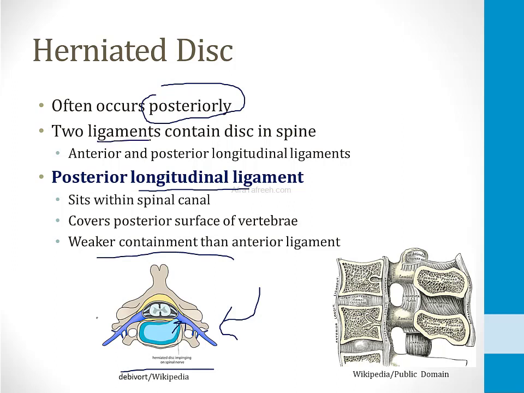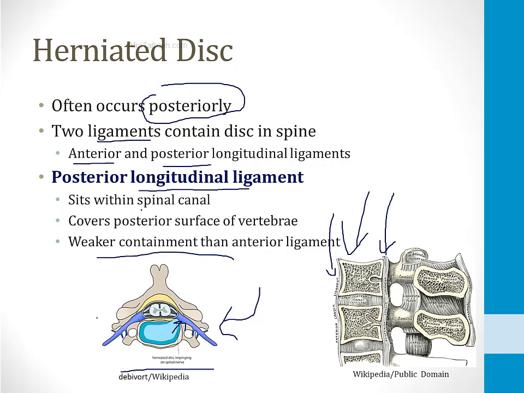There are two ligaments that contain the intervertebral discs in the spine. One is called the anterior longitudinal ligament, and the other one is called the posterior longitudinal ligament. They're both shown in this drawing on the bottom right side of the screen here. This is the spine here. This is the posterior ligament, and this is the anterior ligament here.